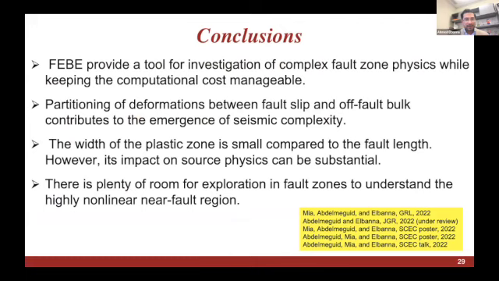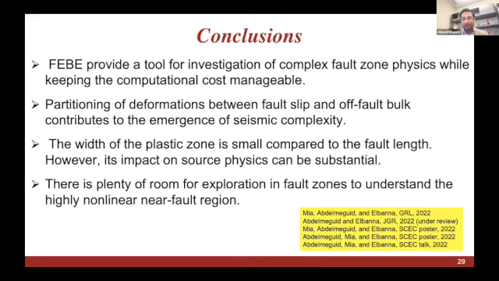So in conclusion, I hope I showed in this presentation that Phoebe provides a tool for investigation of complex fault zones, keeping the computational costs manageable. So indeed, there are other techniques that can achieve similar conclusions here, but that was our choice. And then partitioning of deformations between fault slip and off-fault plasticity contributes to the emergence of seismic complexity. In the slides I showed, the width of the plastic zone and the amount of deformation accumulating in the plastic zone is really small compared to the fault length or fault slip. However, the impact on source physics can be substantial.